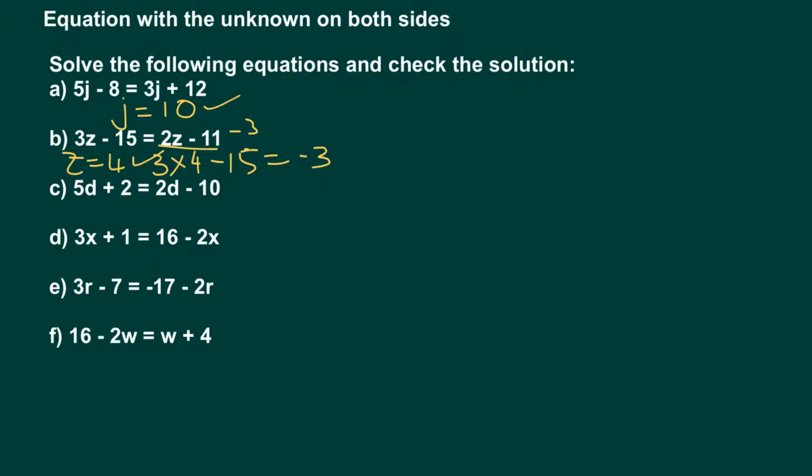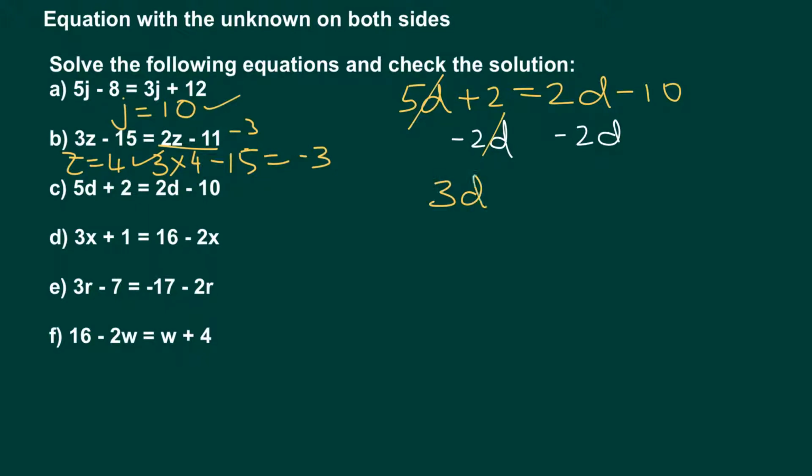Alright, so let's have a look at the next question now. We have 5d plus 2 equals 2d minus 10. Now we have to get rid of that 2d there. So we have minus 2d, minus 2d. 5d and 2d cancel out to give us 3d, and then plus 2. And these 2d's get cancelled out, and we're left with minus 10.